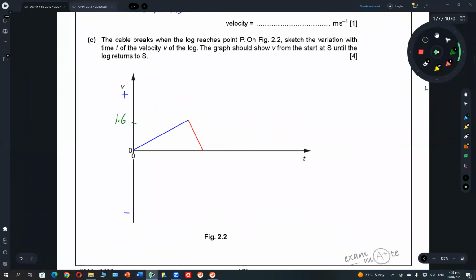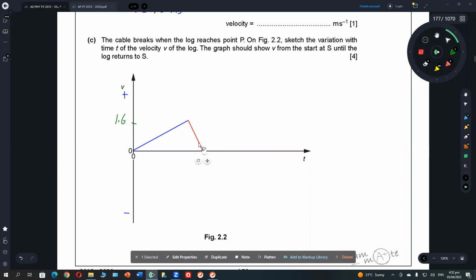So velocity will be, just a minute. So I have to take it down. So I've taken it down.